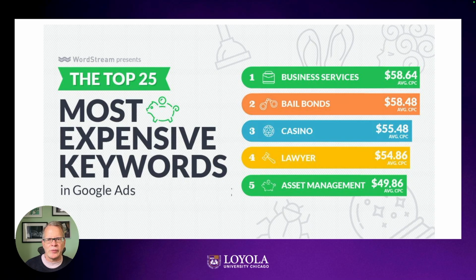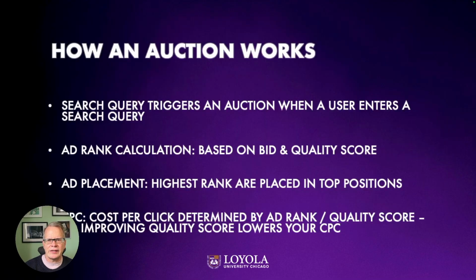So every time someone clicks casino, someone pays $55 for that particular search. Again, because they are very competitive.